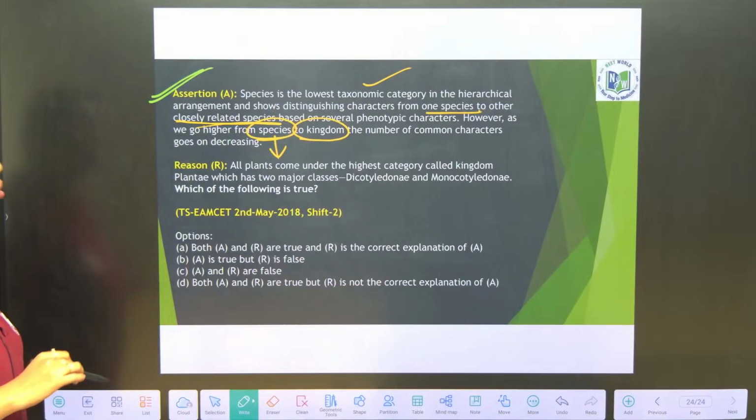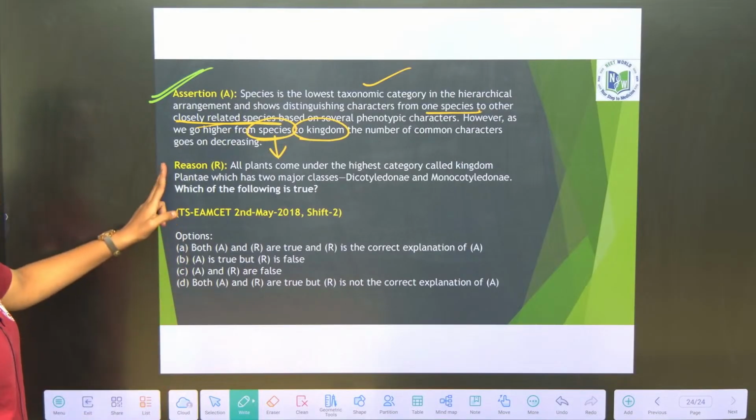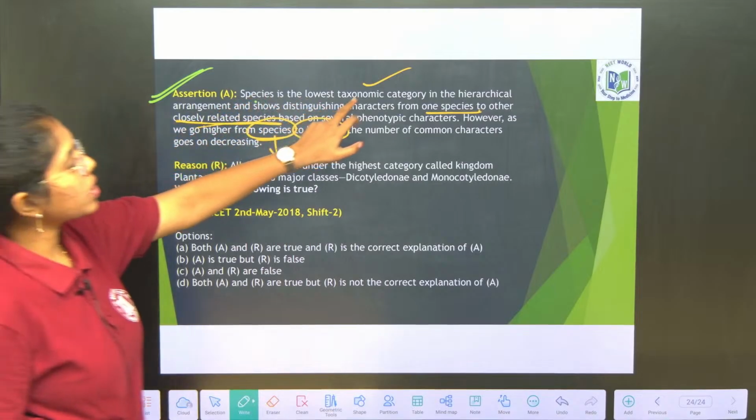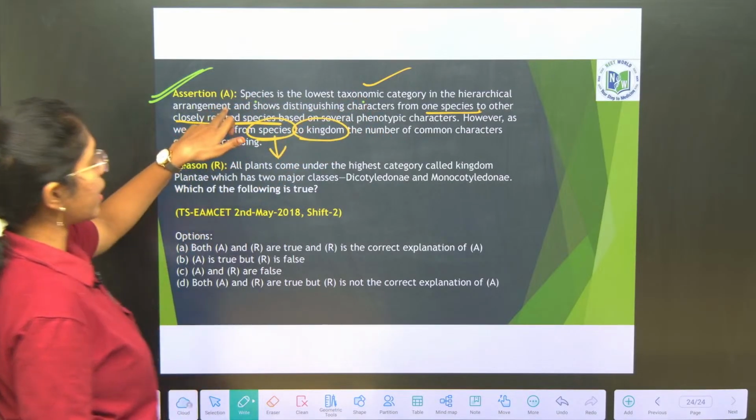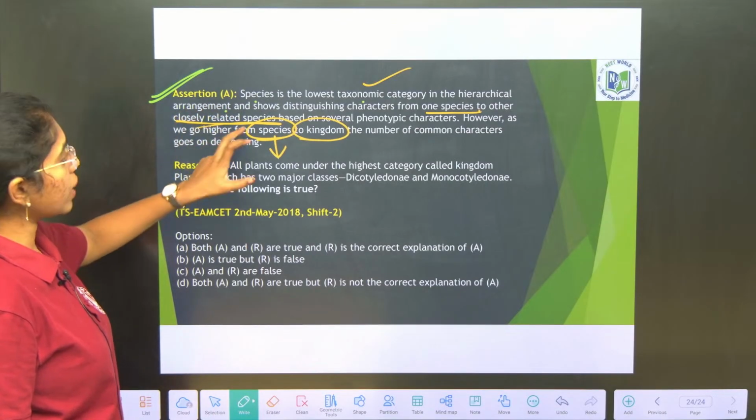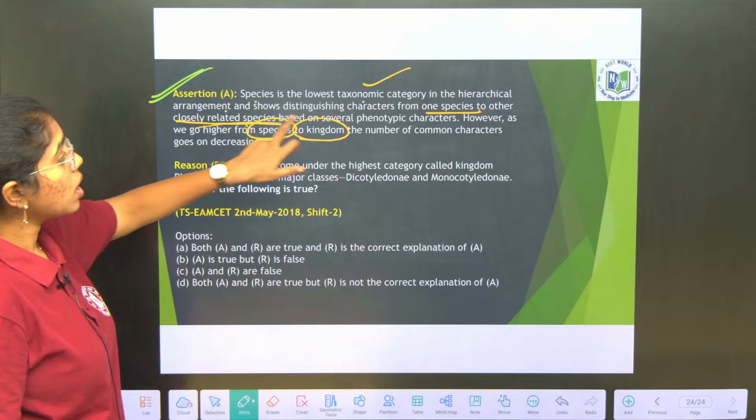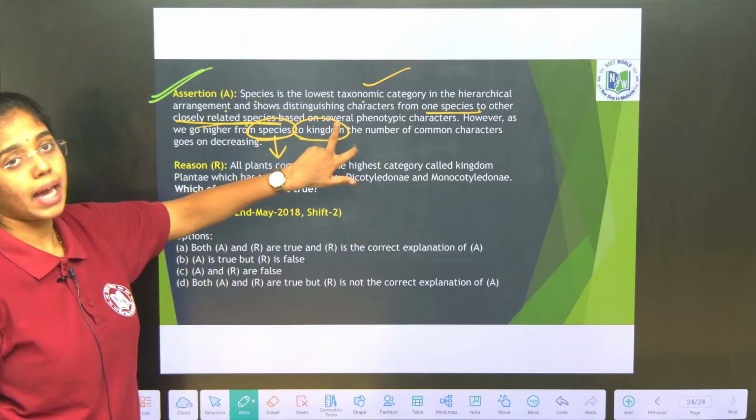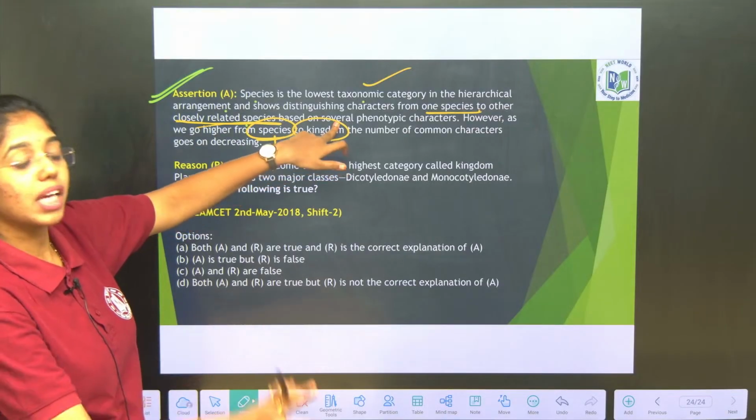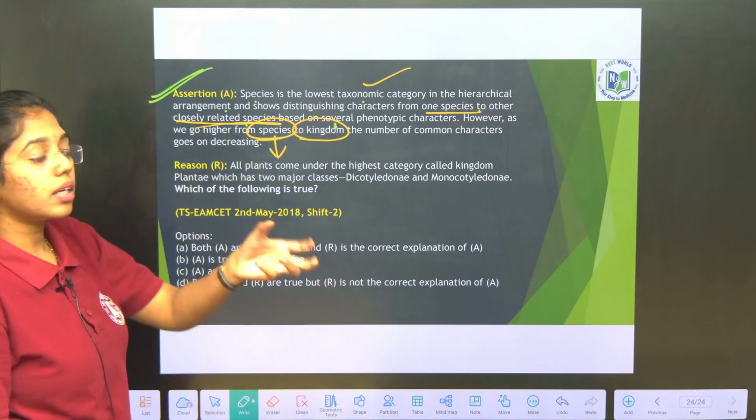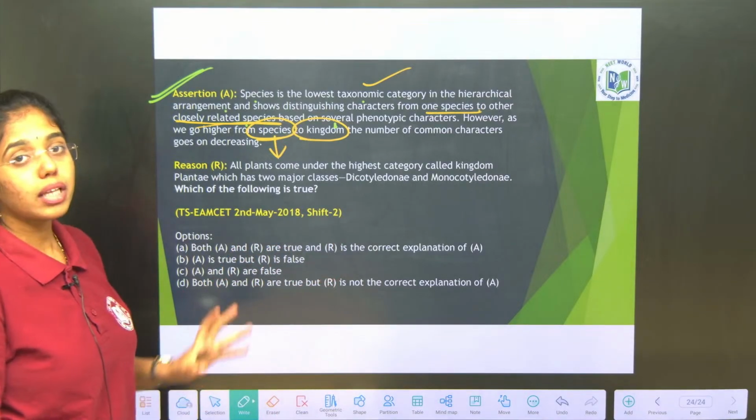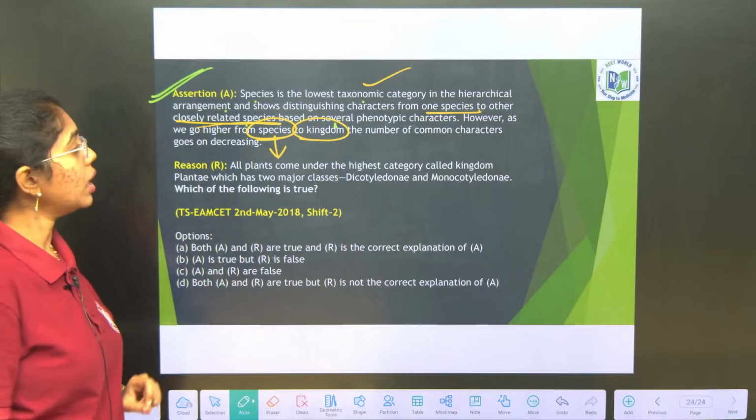Yes, assertion is true. And here you see in the reason, once again we will see the assertion. Species is the lowest taxonomic category in the hierarchical arrangement. This is correct. This shows distinguishing characters from one species to other closely related species based on several phenotypic characters. True, because all those organisms which are morphologically similar are placed under one species. We can distinguish easily from one set of species to the other based on the phenotypic characters or morphological differences.